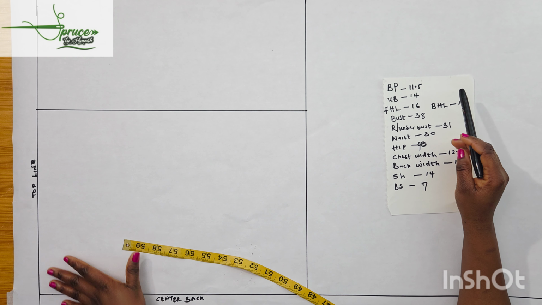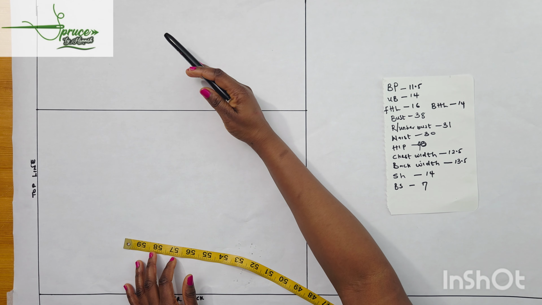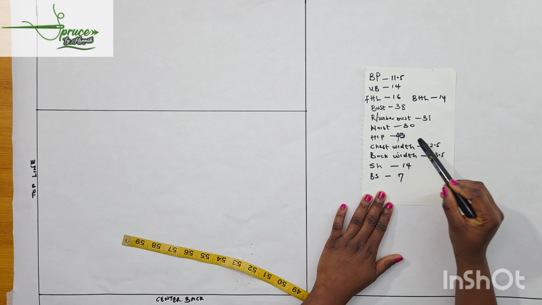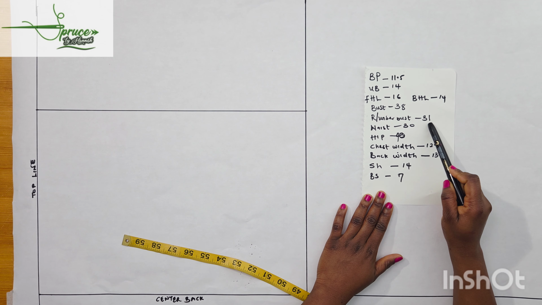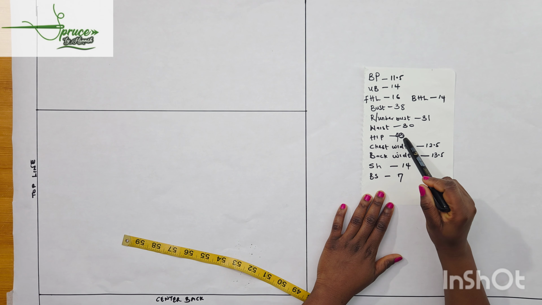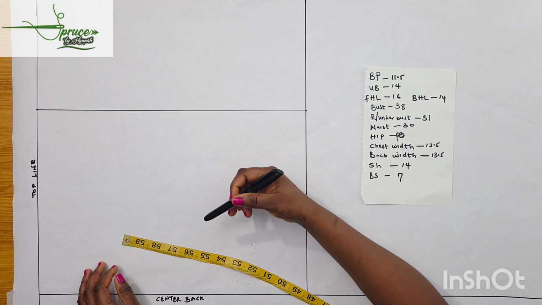The first step is to construct a box. The width of the box is going to be determined by the widest part of your horizontal measurement, and the length of the box is going to be determined by your front half length. Now, on our horizontal measurement, we have the bust, we have the waist, and we have the hip. In this case, the hip is the largest.